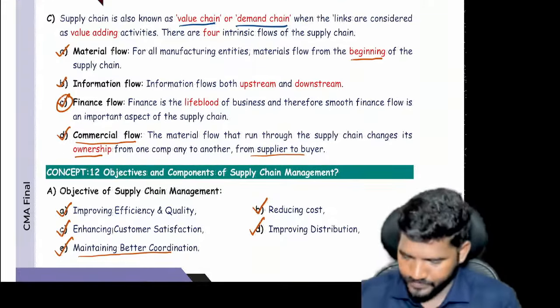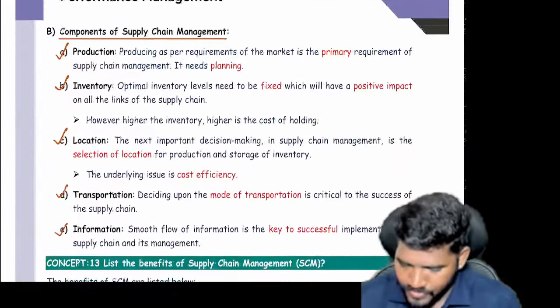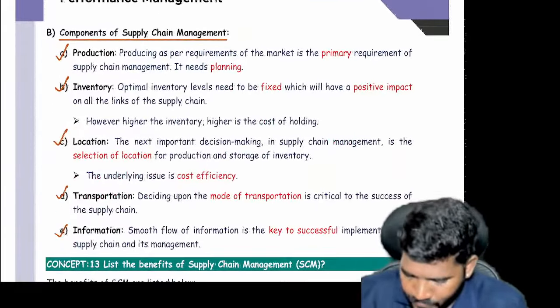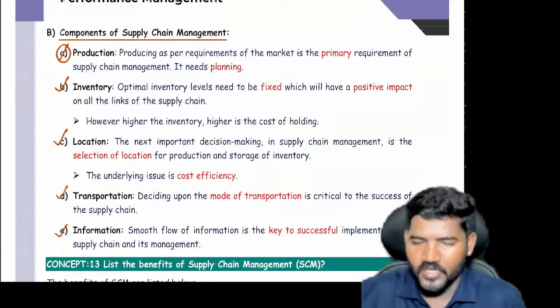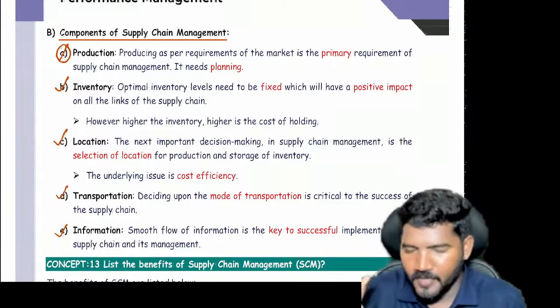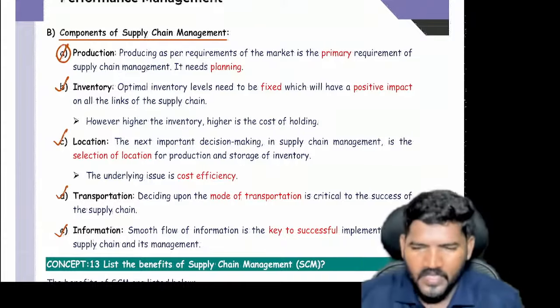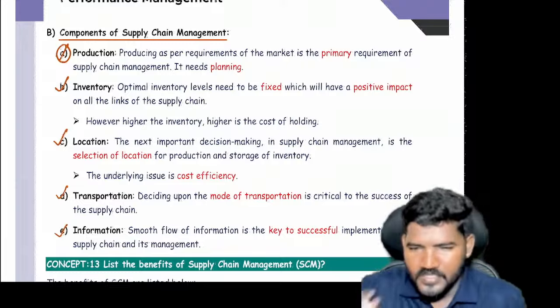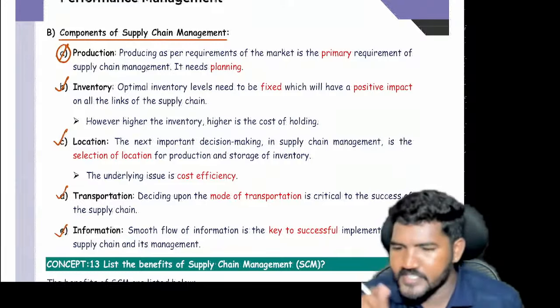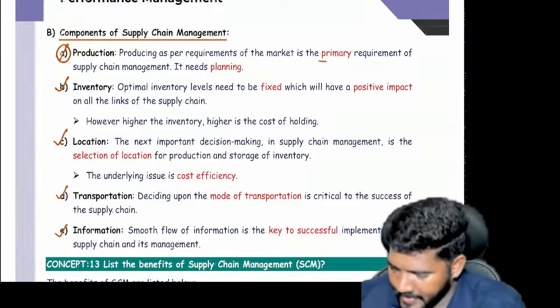Next, production is very important in supply chain management. That's why I told you, from a practical point of view it starts from the OEM, but from a theoretical point of view it starts from the supplier. Without production, supply chain management can't start. It is a primary requirement.